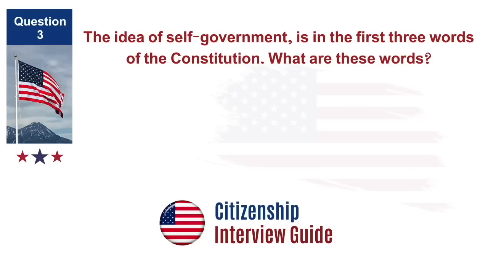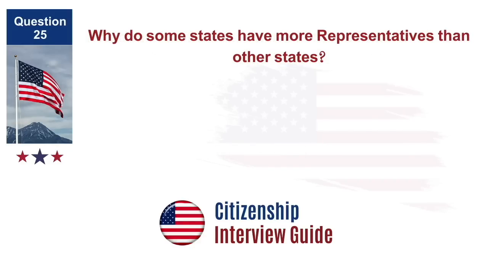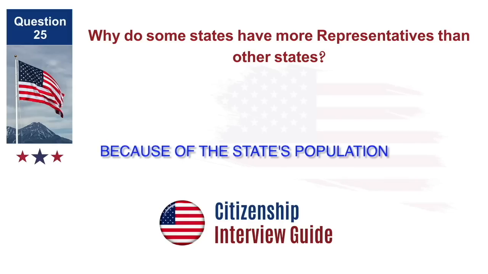The idea of self-government is in the first 3 words of the Constitution. What are these words? We the people. Why do some states have more representatives than other states? Because of the state's population.